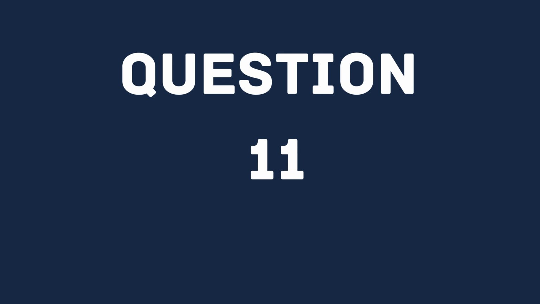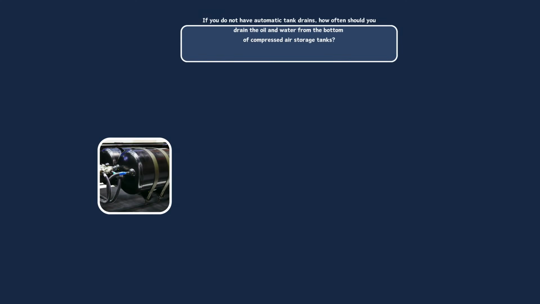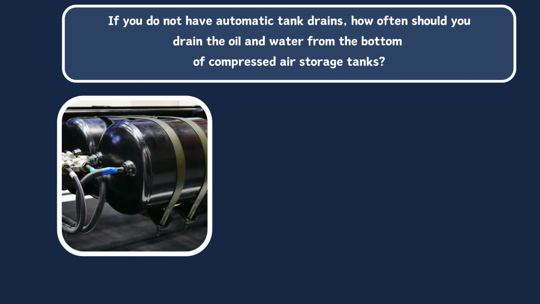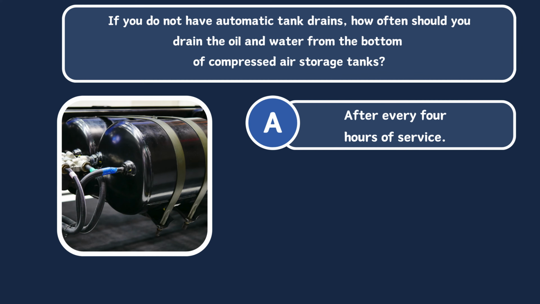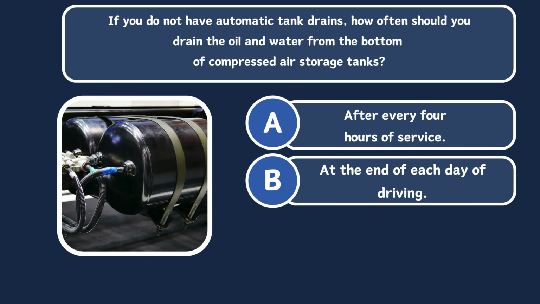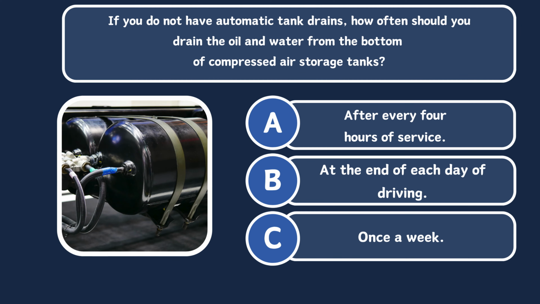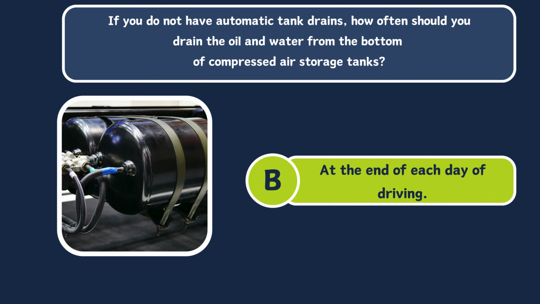Question 11. If you do not have automatic tank drains, how often should you drain the oil and water from the bottom of compressed air storage tanks? A. After every 4 hours of service. B. At the end of each day of driving. C. Once a week. Correct answer is B. At the end of each day of driving.